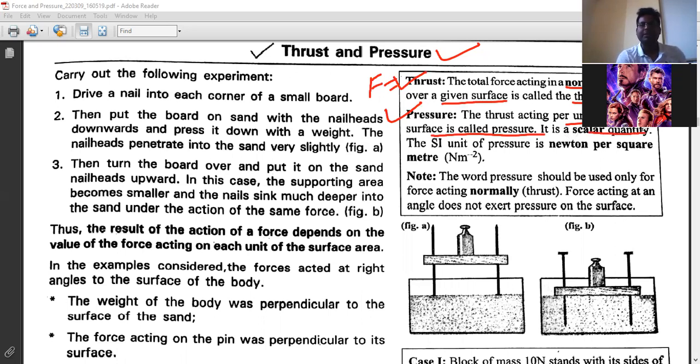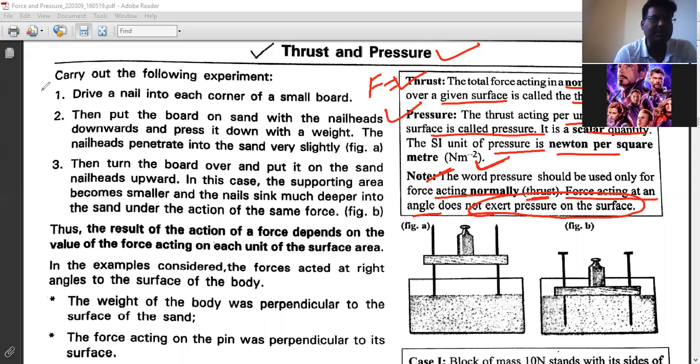Pressure is a scalar quantity. The SI unit of pressure is Newton per meter square. Note the word pressure should be used only for force acting normally, for thrust only. Force acting at an angle doesn't exert pressure on the surface. So when we apply force at an angle, that is not called pressure.